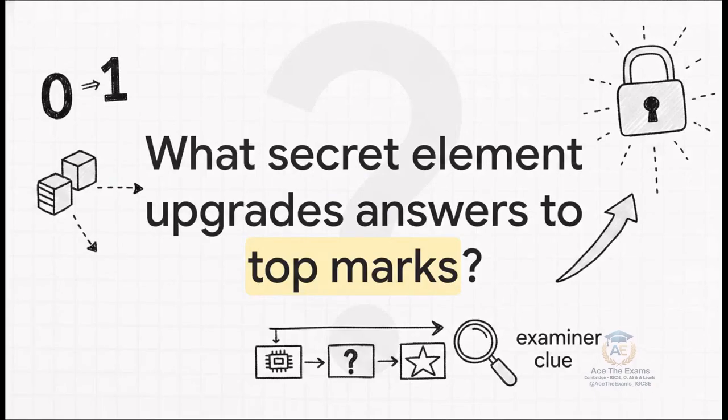Now, you might be wondering, we know what binary is, and we know data needs to be converted into it, but what single, secret element changes an exam answer about binary from an average C-grade response to a flawless A-star grade response? It's a massive difference, right? Well, stick around, because I'm going to reveal that exact examiner clue that changes the outcome completely in just a few minutes, but first, we really need to understand the framework that makes that clue so obvious.